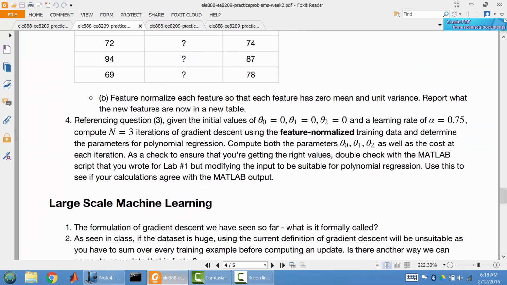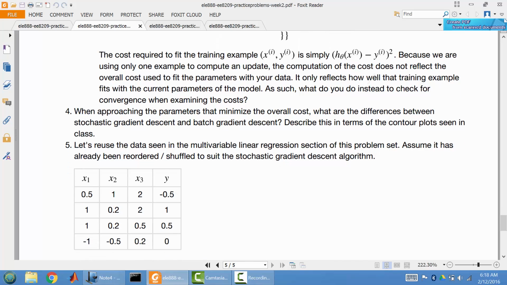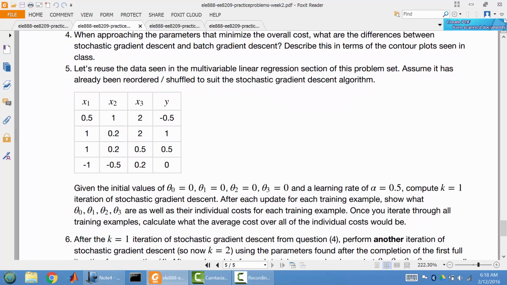Okay, now let's get on to stochastic gradient descent. So basically, we're going to use the same data that we saw before, but let's just assume it's been randomly shuffled, because part of the gradient descent algorithm is to randomly shuffle your data. So we're going to apply stochastic gradient descent using this data. The difference between stochastic gradient descent and normal gradient descent is that you perform an update using each training example individually. So you perform an update using the first training example, you update the parameters, then you use the second training example, you update the parameters, and so on and so forth, until you get to the end.